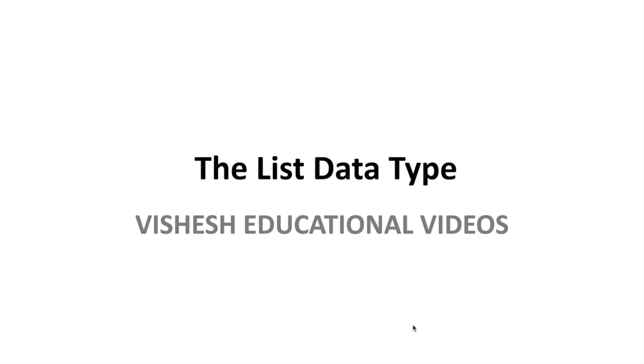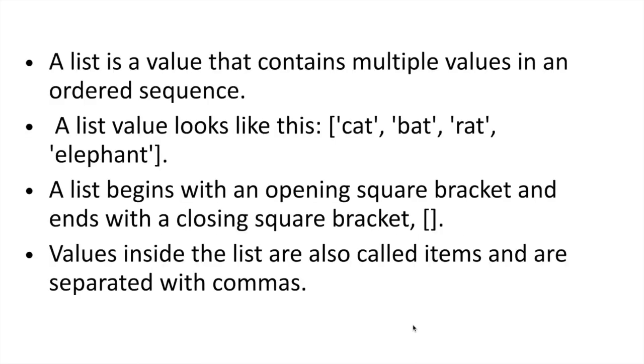So let me begin the explanation of list in Python. So what is a list? A list is like a value that contains multiple values in an ordered sequence, right? It contains multiple values in an ordered sequence.